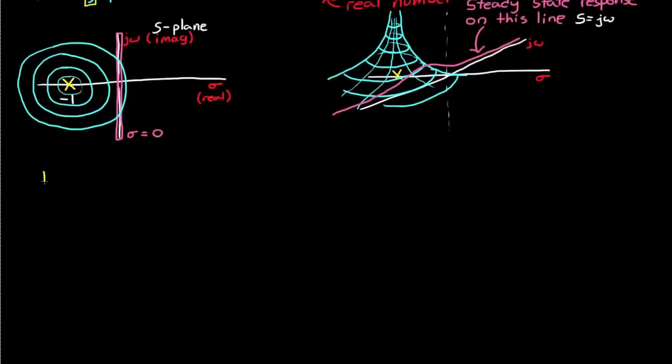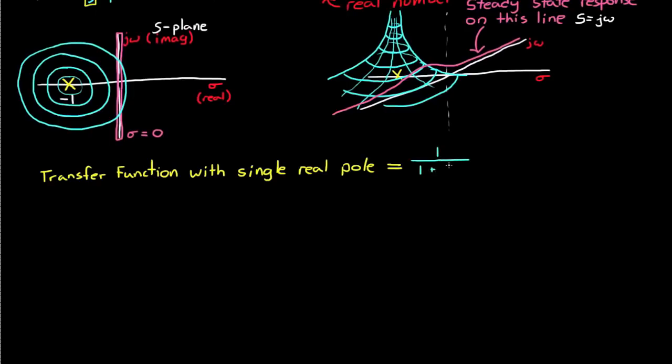Let's start with a single real pole and solve for the frequency response. The transfer function for a real pole can and should be written in this form: 1 over 1 plus s over omega naught. This form makes recognizing the break frequency omega naught easier to do. Also, omega naught is sometimes referred to as the corner frequency.